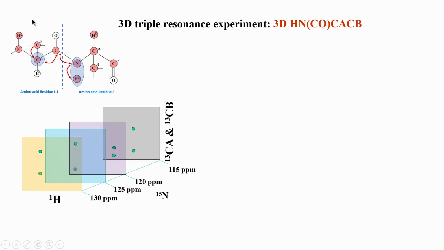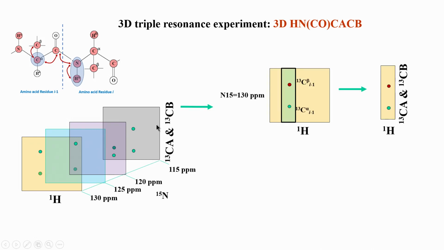This is the same picture which was shown in the previous slide. We are going from HN to CO to CA to CB. Now, this 3D experiment is the same as HNCACB in terms of the axes, but if you notice, we are not getting 4 peaks here, we are getting only 2 peaks. And why are there 2 peaks here? The 2 peaks correspond to only C alpha I minus 1 and, opposite in phase, C beta.